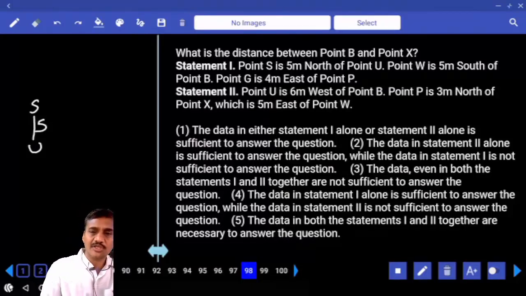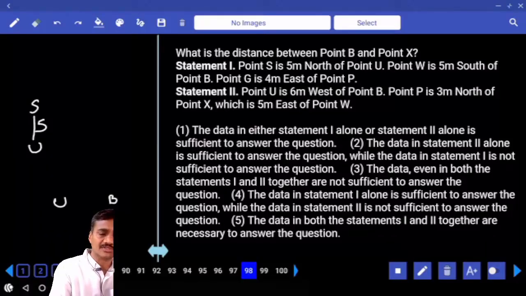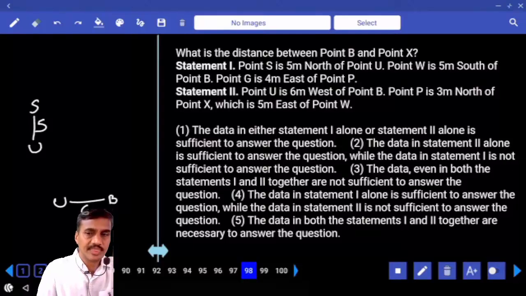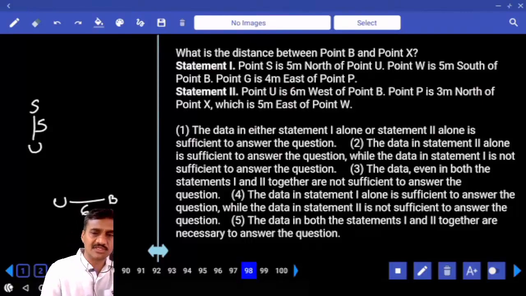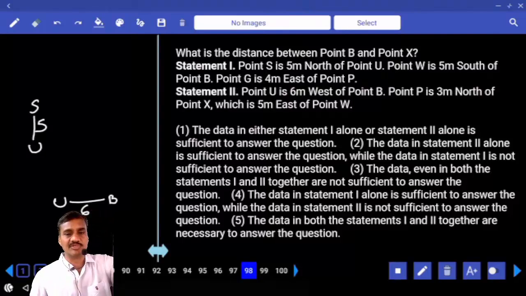And in the second one, U is 6 meters to the west of B. Suppose B is here. And U is, what is the distance we have? 6 meters. U is 6 meters to the west of B. P is 3 meters to the north of X. X is 5 meters to the east of W. Now here also we do not have any information. Hence 1 alone is not sufficient, 2 alone is not sufficient.